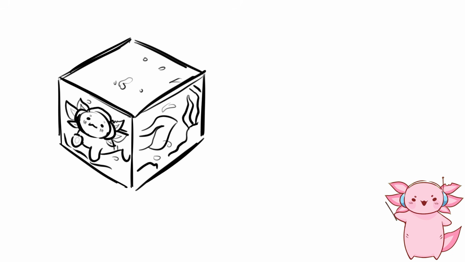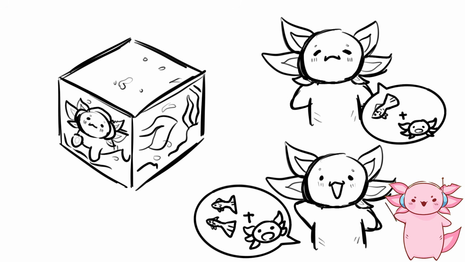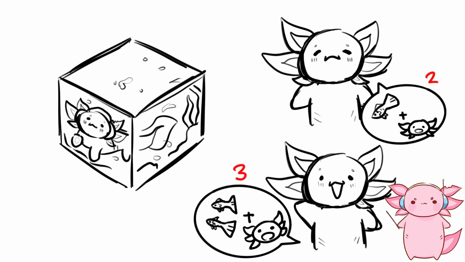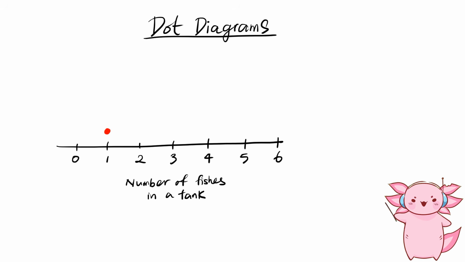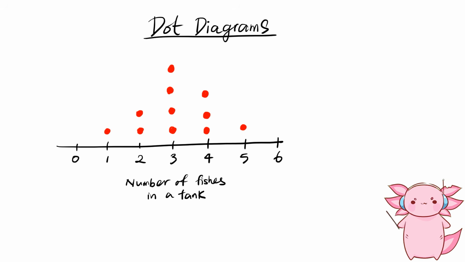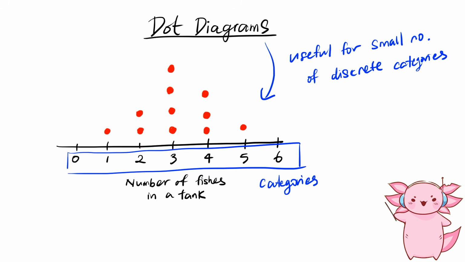You know, I'm the only axolotl in this fish tank and sometimes it gets pretty lonely. So I ask around my other axolotl friends to see how many fishes they have in their fish tank. So for my fish tank, there's only one lonely axolotl, so I put a dot above one and I repeat the process with all my friends' responses. So this is called a dot diagram, and it's only useful with a small number of discrete categories, because there are limitations like it not being possible to have 1.5 axolotls.